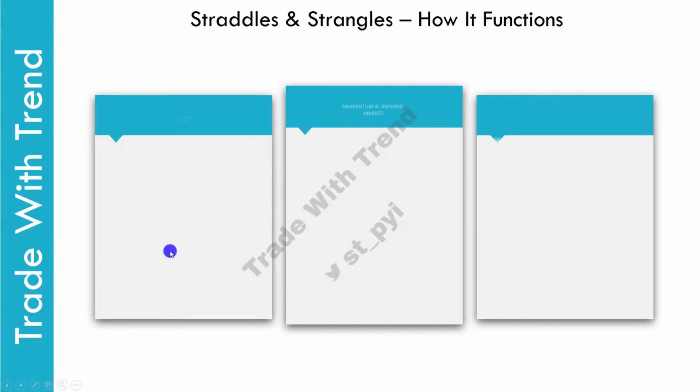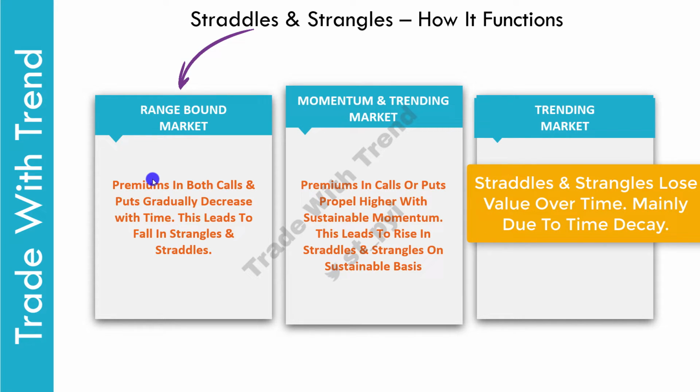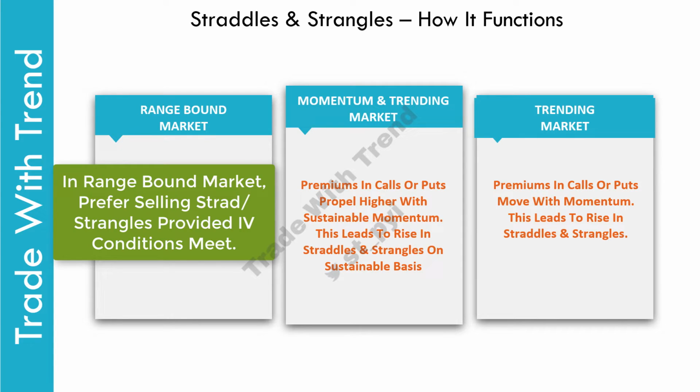So let me now explain why straddles and strangles are helpful in a range-bound market, a trending market and a momentum-driven trending market, and why you should be tracking this on a consistent basis. Now in a range-bound market, where price remains in a broad range, straddles and strangles lose money over time. In this scenario, as momentum is missing, premiums in both calls and puts usually decline due to time decay. If you spot strong price action and then find straddles in a downtrend, you would then know that the element of momentum is missing. Now this is vital information as you can plan your trade accordingly. In a range-bound market, one should be looking to sell straddles and strangles, provided volatility conditions are fulfilled.